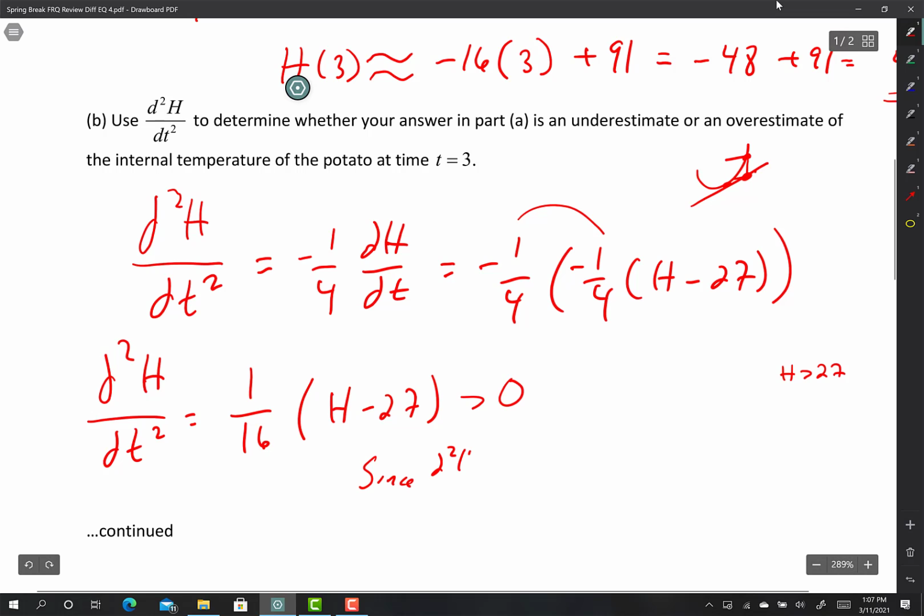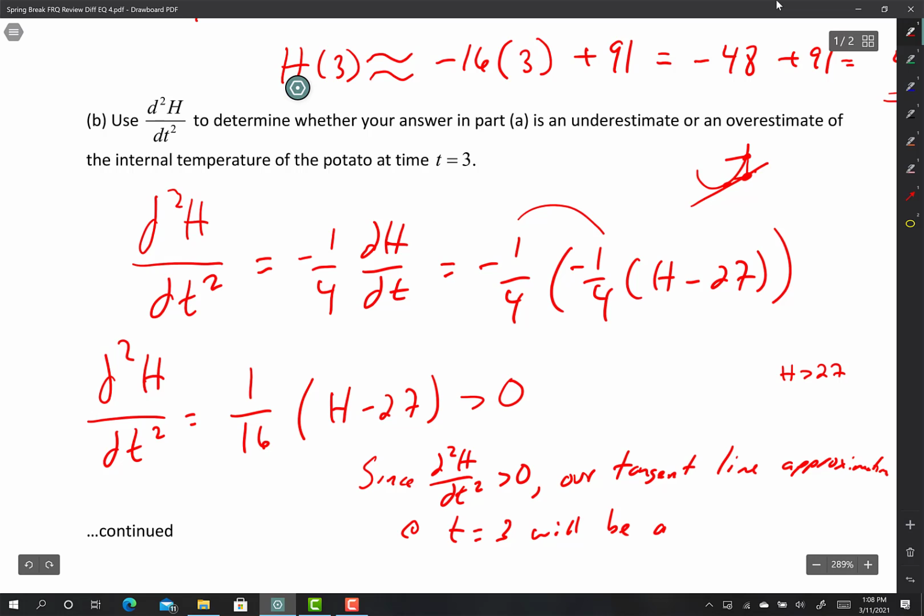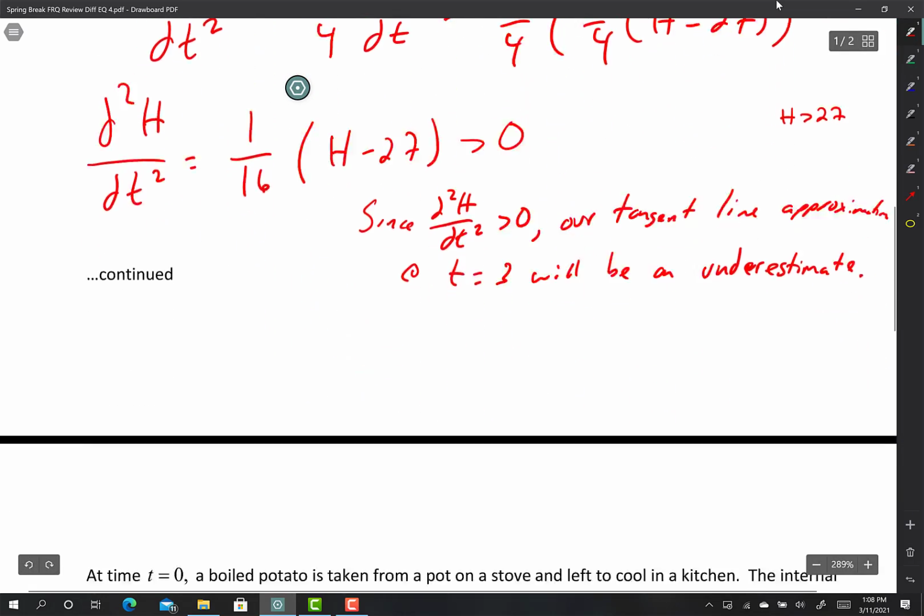Since the second derivative is positive, our tangent line approximation at t equals 3 will be an underestimate. There it is. Since the second derivative is positive, our tangent line approximation at t equals 3 will be an underestimate. I think that's full credit. We'll find out in a little bit when we look at the rubric.